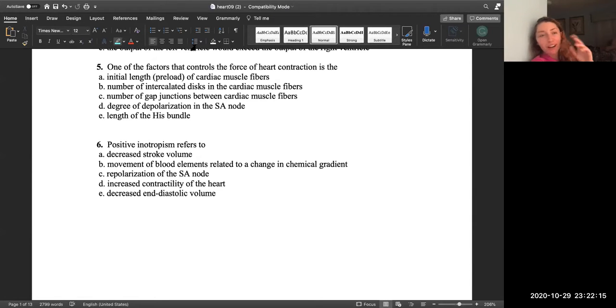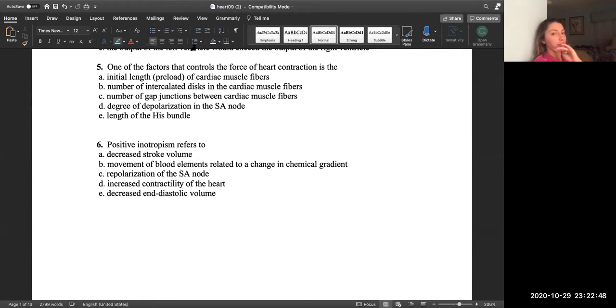Let's move on. Okay. One of the factors that controls the force of the heart contraction is the: A, initial length (preload) of cardiac muscle fibers; B, number of intercalated discs in the cardiac muscle fibers; C, number of gap junctions between the cardiac muscle fibers; D, the degree of depolarization in the SA node; E, the length of the His bundle.